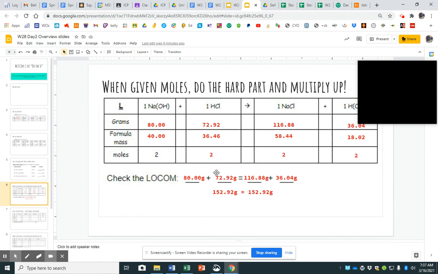Then we say, okay, is this right? So then we multiply up. So finding the formula mass can't be the hard part. You multiply up and you get these numbers. 80 plus 72 is 152.92, 116.88 plus 36.04 is 152.92. You don't have to ask me. You know you're right.